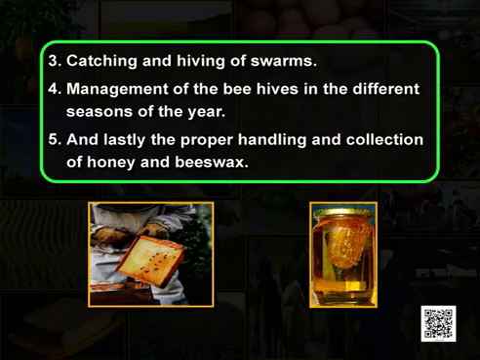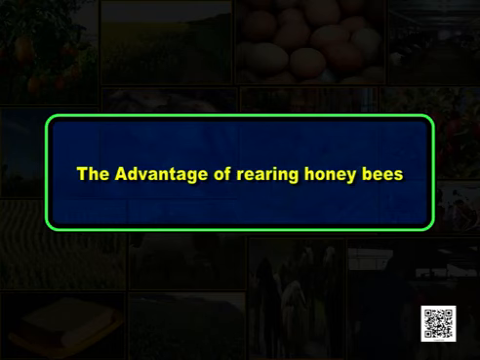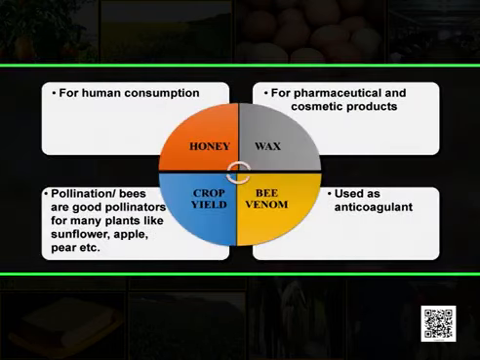And lastly, the proper handling and collection of honey and beeswax is very important. Now, let me tell you some of the advantages of honeybees. Well, we all know that we get honey, we all eat it, even you must have taken honey. So, honey for human consumption, wax for pharmaceutical and cosmetic products, bee venom. You will be surprised to know that bee venom is used as an anticoagulant.